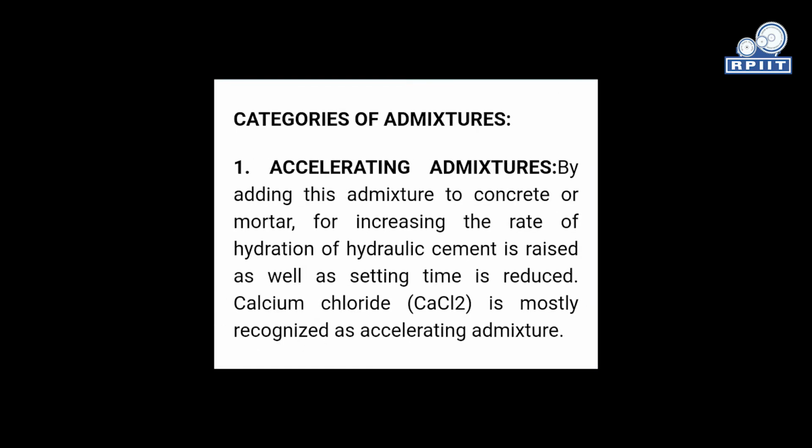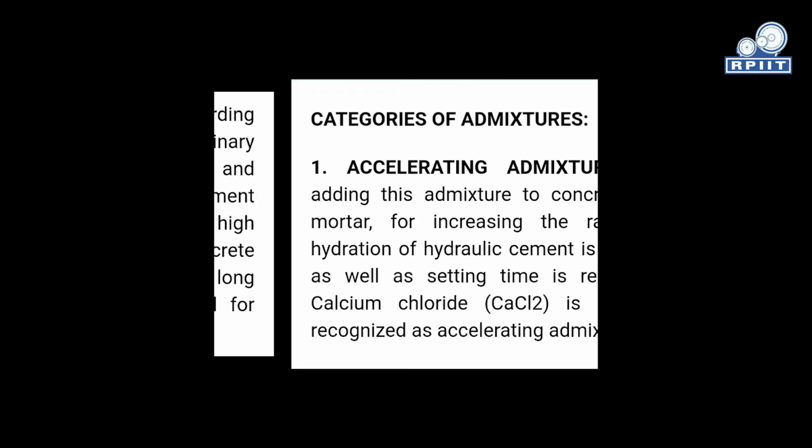Categories of admixture. First one is accelerating admixture. These are admixtures added to concrete or mortar to increase the rate of hydration of hydraulic cement, as well as to reduce the setting time. And in this, calcium chloride is mostly used as the accelerating admixture.